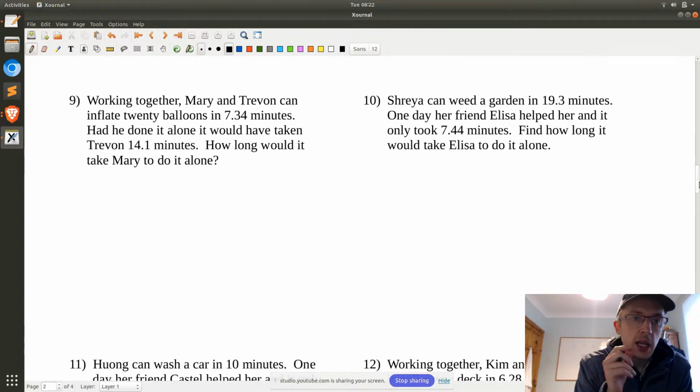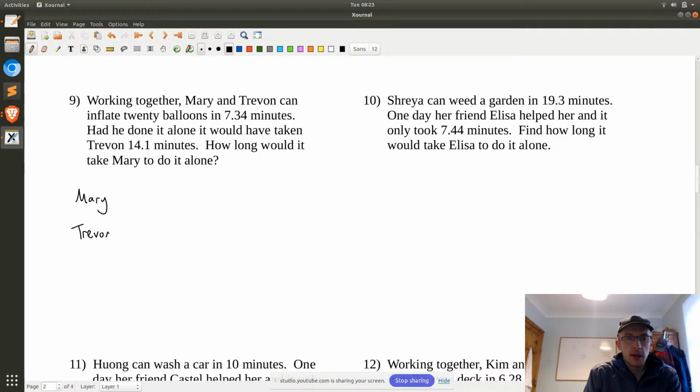We're not giving up yet. Working together, Mary and Trevon can inflate 20 balloons in 7.34 minutes. Had he done it alone, it would have taken Trevon 14.1 minutes. How long would it take Mary to do it alone? So we write Mary, Trevon, and using the language of the question, together, although I prefer combined.